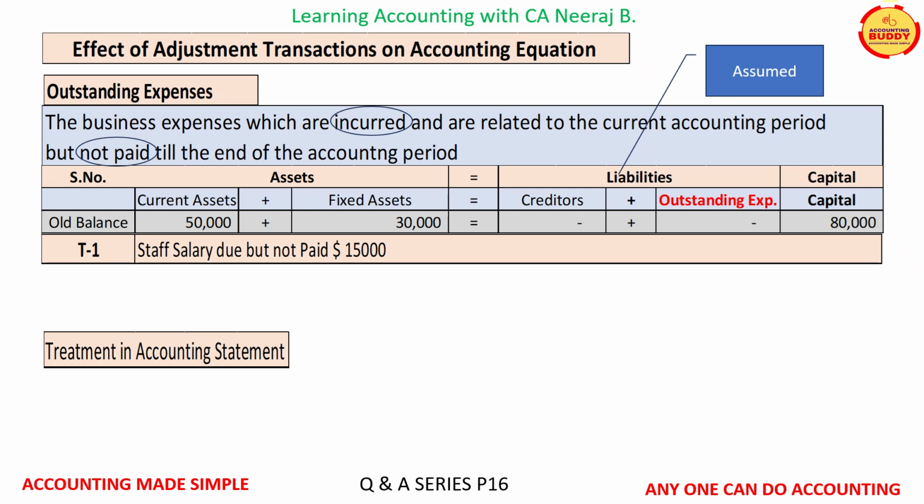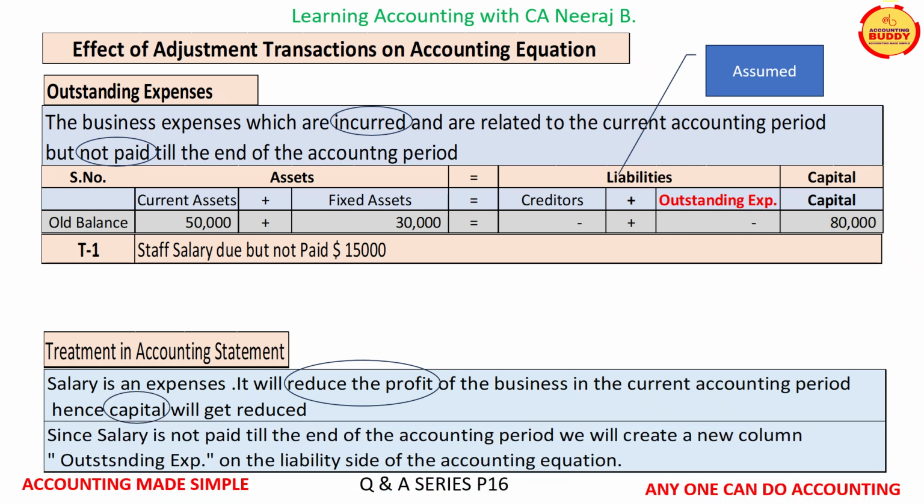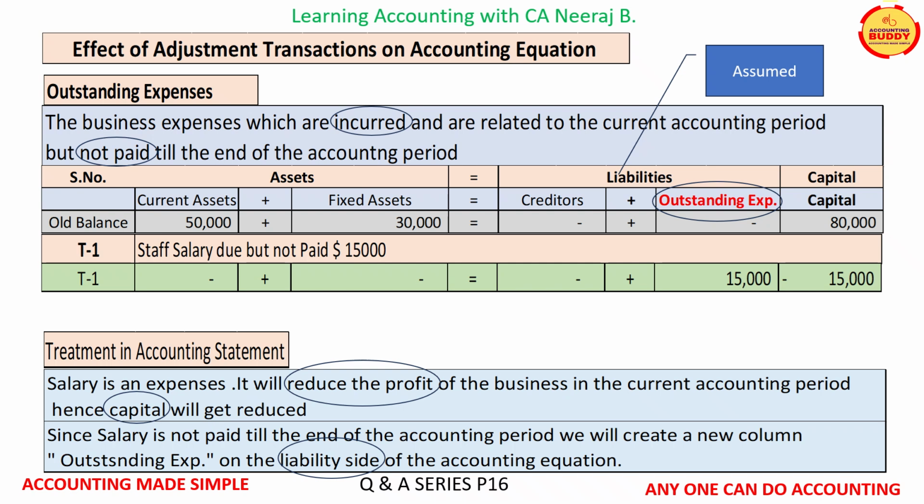Salary is a business expense and it will reduce the profits of the business, and hence the capital will get reduced. Since salary is not paid till the end of the accounting period, create a new column outstanding expenses on the right hand side of the accounting equation. The effect will be on the liability and capital, which are both on the right hand side of the accounting equation. The outstanding expenses will increase by $15,000 and the capital will reduce by $15,000.